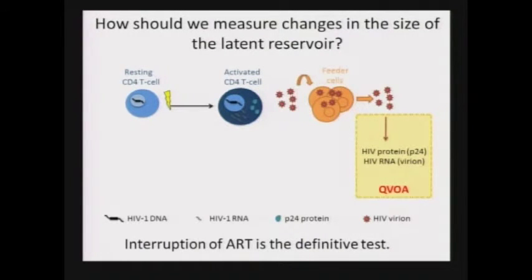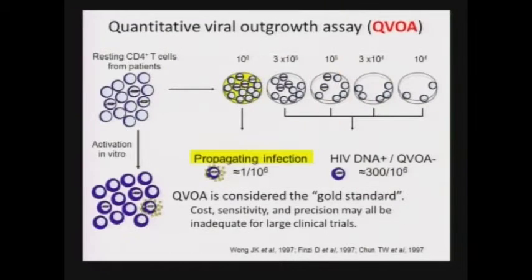This measures definitively cells that can be rekindled to produce infectious virus, and since ultimately the interruption of antiretroviral therapy and rebound after interruption is the definitive test that any assay should try to predict, this is the most direct measure. So the way this works basically is the CD4 cells are activated ex vivo. Those produce virus, which is then propagated typically for a couple of weeks in feeder cells. Various types of feeder cells have been used, but typically they're CD4 cells from one or two additional patients.